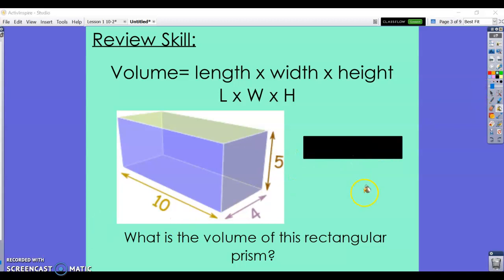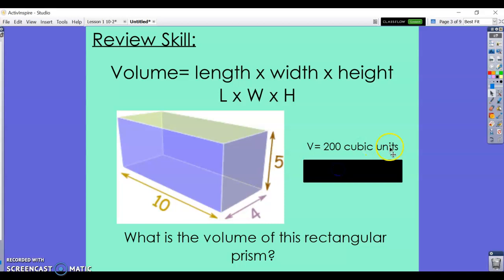Just like last week, we determined that the picture didn't give us any units to go off of, so these are just going to be labeled as units. It doesn't tell us inches, feet, centimeters, yards, etc. So my answer for this problem is 200 cubic units. I could have also written this as 200 units with that 3 above to represent cubic units as the abbreviation.